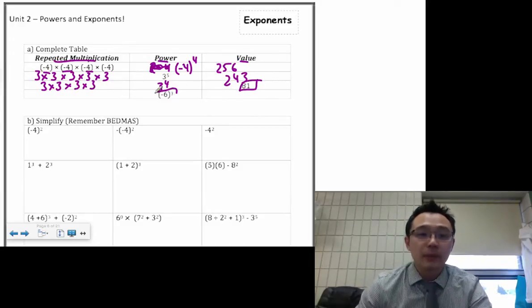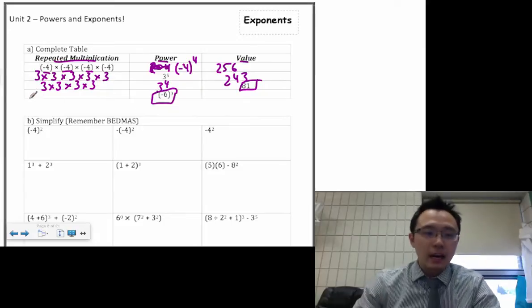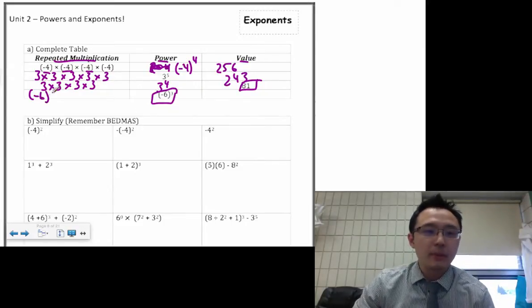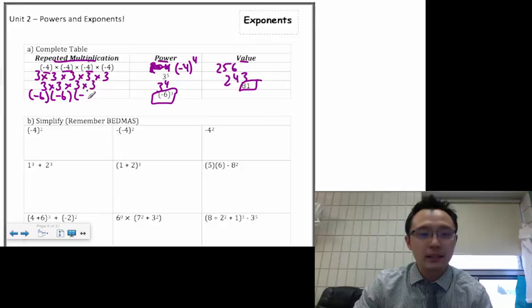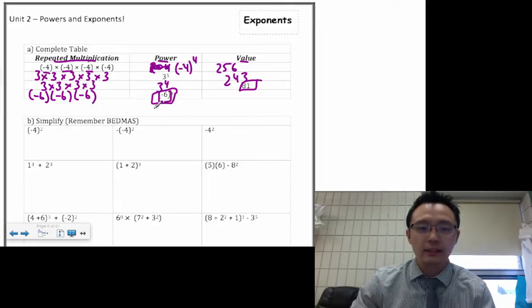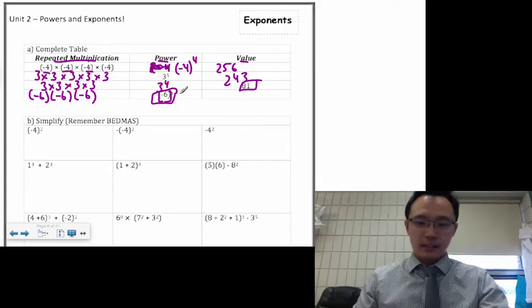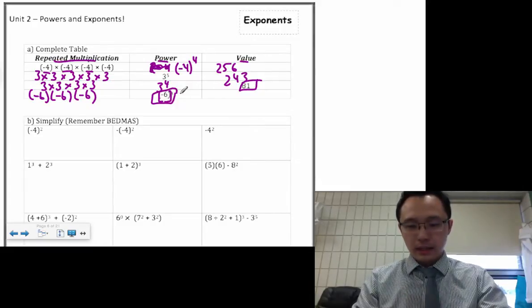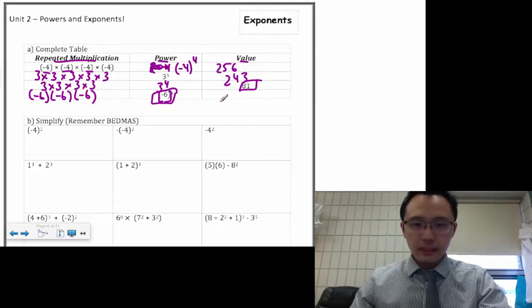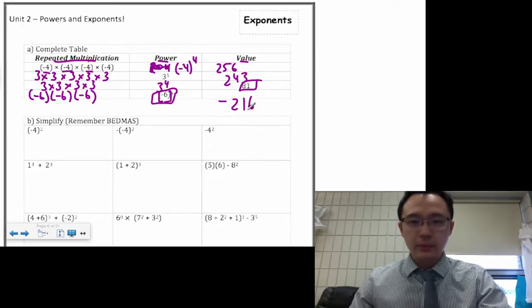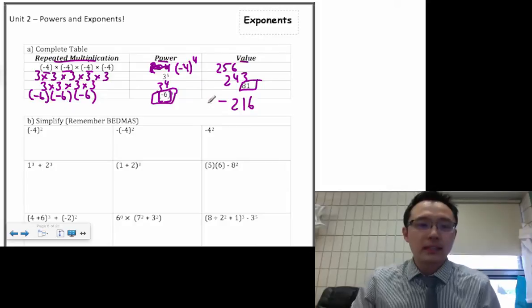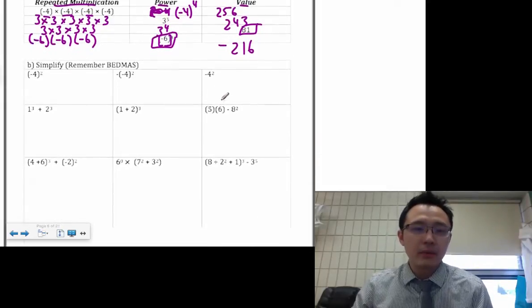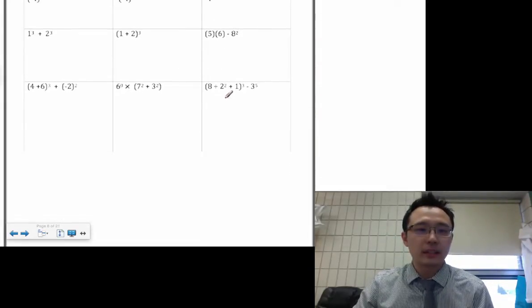The next one, for the power of this one, write this in expanded form, -6. Don't forget the brackets and the negative sign, because this is including everything, -6. So that's your answer. So what is my answer? So -6 to the power of 3. I get -216.